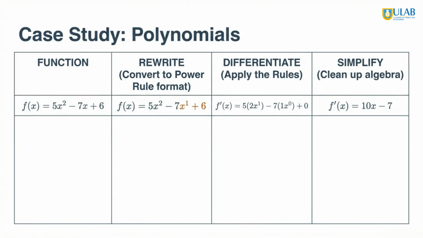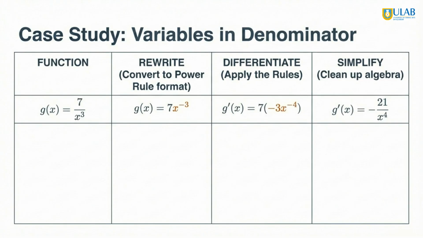By following the rewrite, differentiate, and simplify steps, the derivative of f of x equals 5x squared minus 7x plus 6 is f prime of x equals 10x minus 7. For variables in the denominator, such as g of x equals 7 over x cubed, rewrite it as 7x to the power of minus 3 to use the power rule. After differentiation and simplification, the derivative is minus 21 over x to the power of 4.